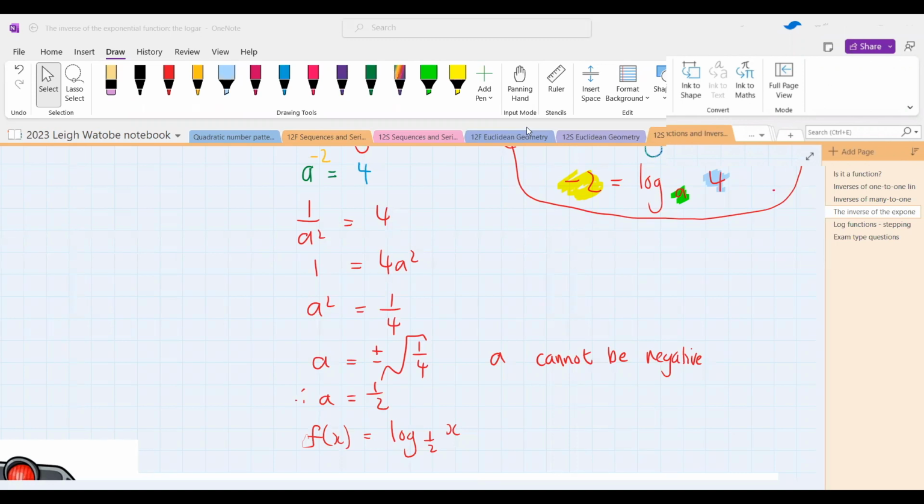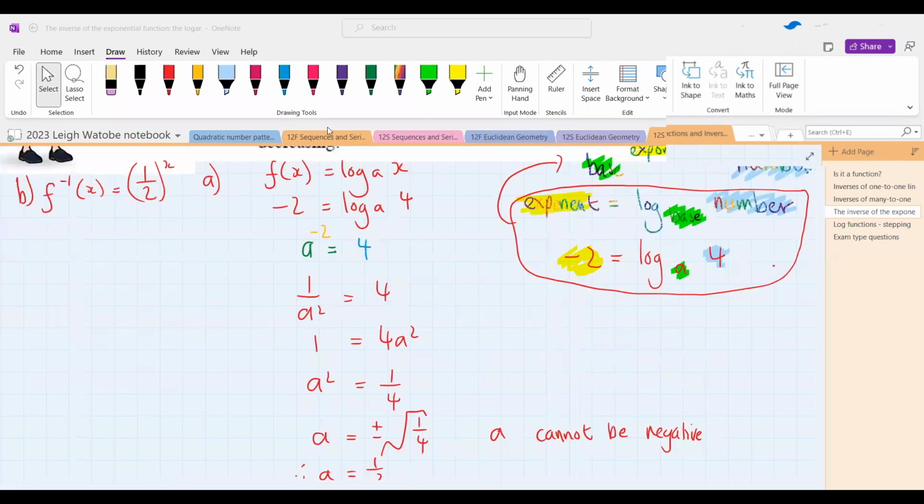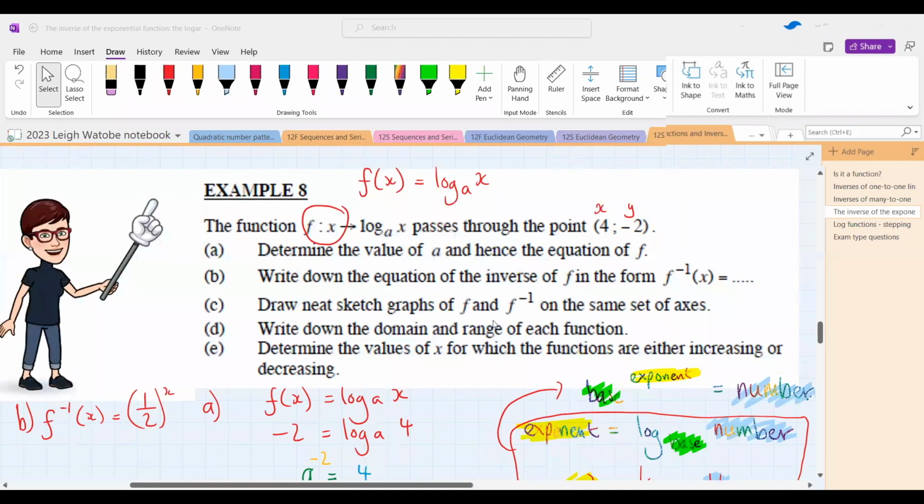Okay, yes, so Nolwazi, the calculator only gives you the positive answer. It doesn't give you the negative answer. But whenever you do a root, you're always going to get a positive and a negative answer. In this case, the negative answer just does not apply. Then they want us to draw neat sketches.